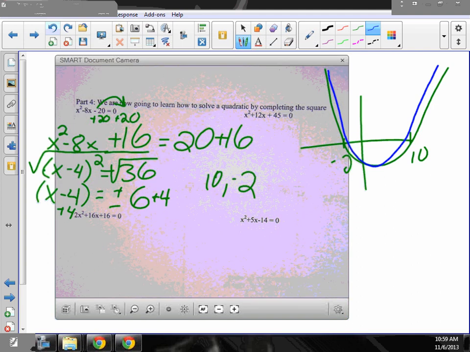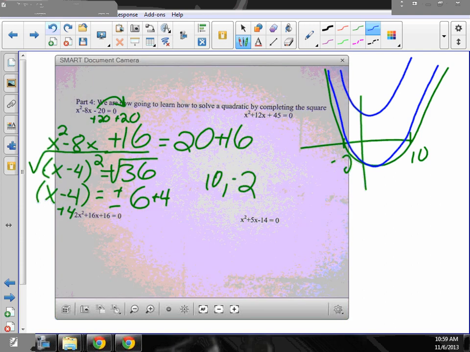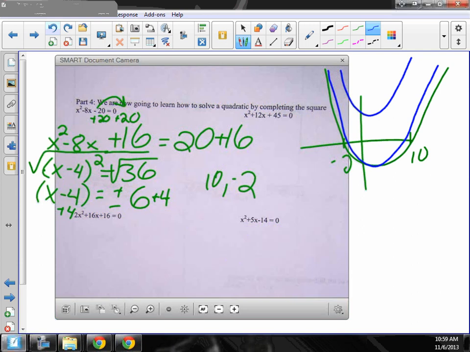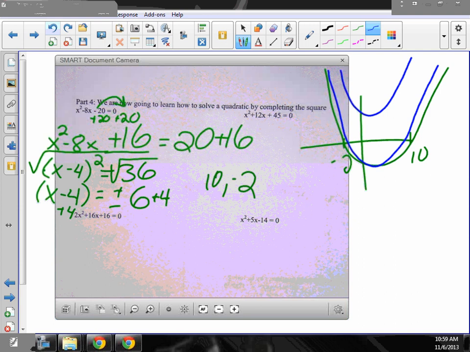Also, what if it misses the x-axis entirely? If the roots are imaginary, it doesn't factor. Factoring only works if the answers are whole numbers or fractions. Completing the square will work every time, no matter what. So we're learning how to complete the square to help us solve quadratics that we didn't know how to solve before. So this one ended up being really nice numbers, but that's not always going to happen.